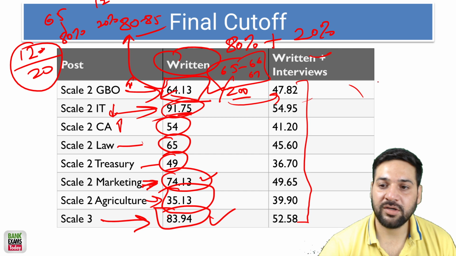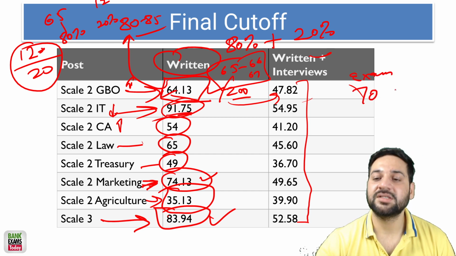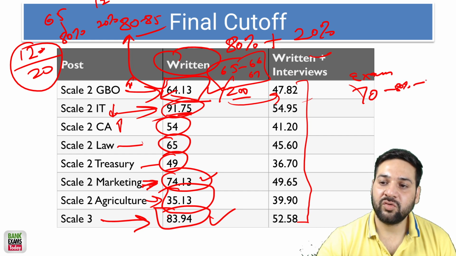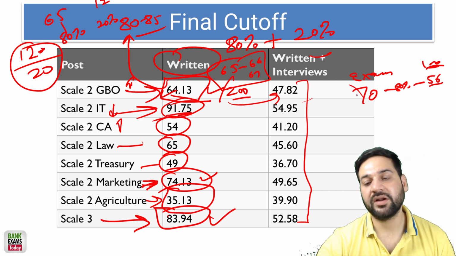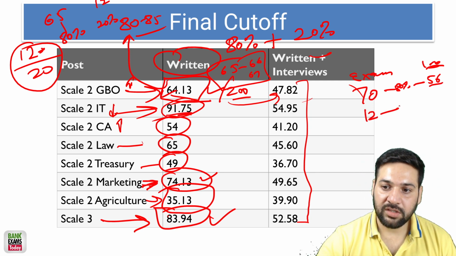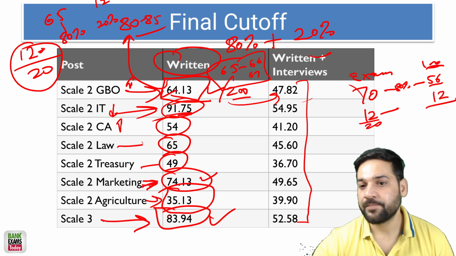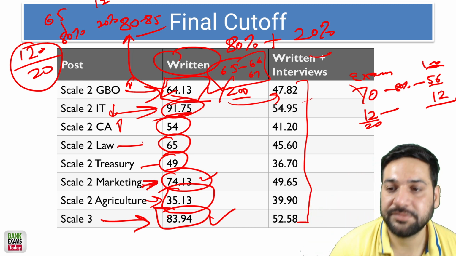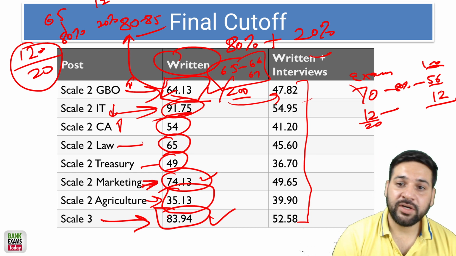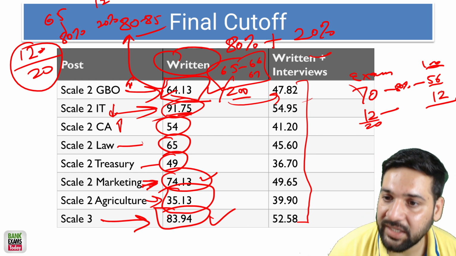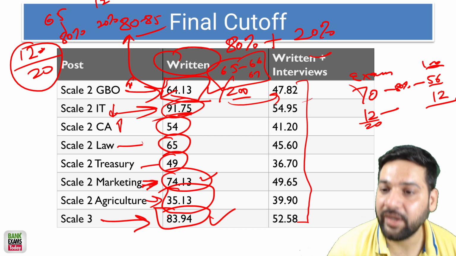So let's say you score 70 marks in the exam, and the 80% weightage is there. So out of 100, your score becomes 56. Right? In the interview you scored 12, it is out of 20, right? So you got 12. Okay. So give it a close look. Out of 100, what you are actually scoring. Written exam plus interviews, that is how you are going to get your final scores, right?